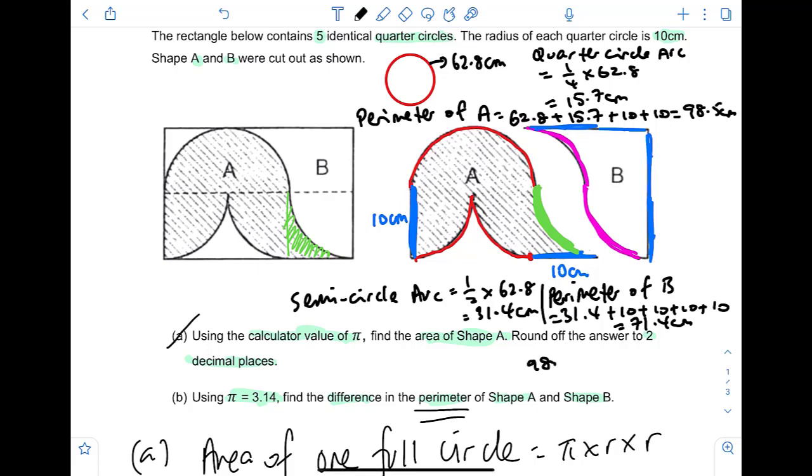Final step: 98.5 minus 71.4 gives us an answer of 27.1 cm. Final answer for this circle question. Yes, the steps may be a little bit tedious, but nothing too fancy. It's all about application of the right formulas and joining your parts up to form a more convenient shape. For example, the red parts earlier we formed a complete circle.